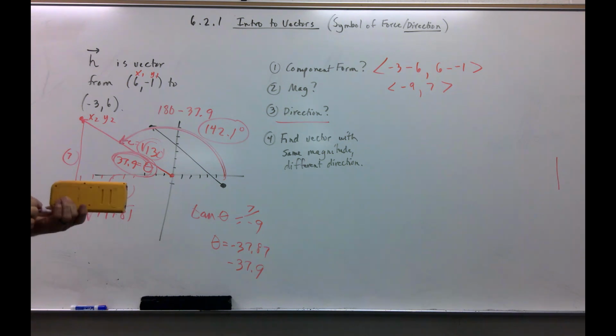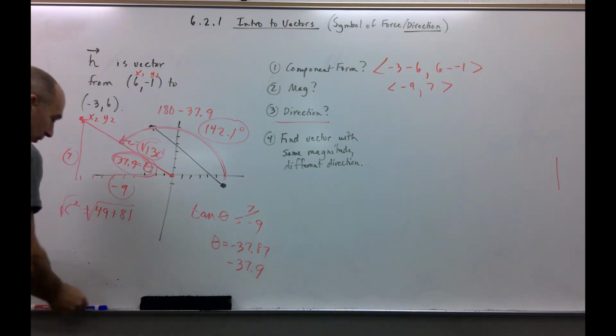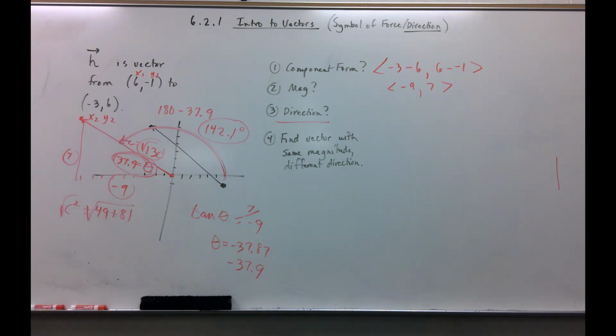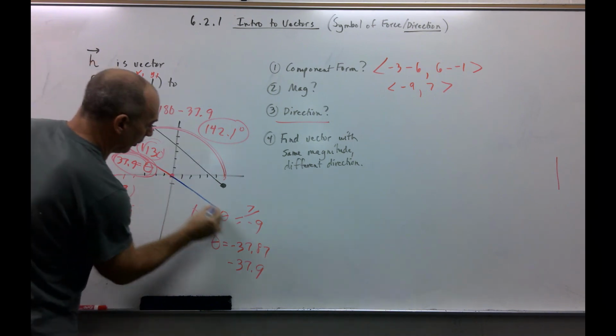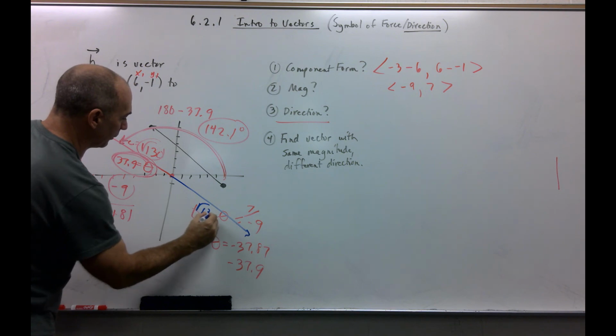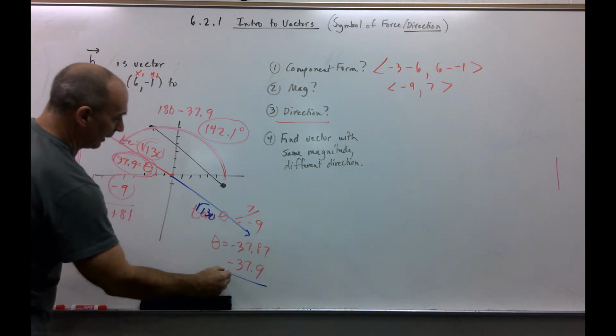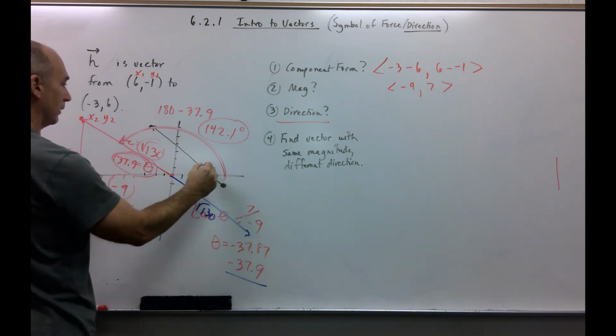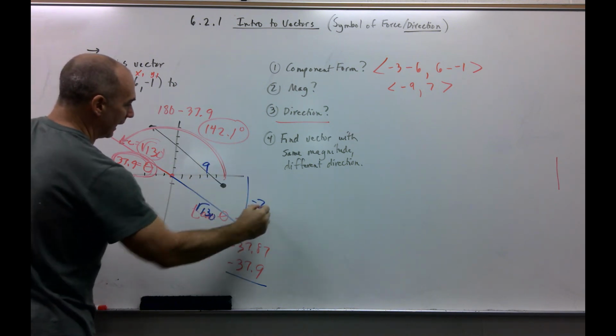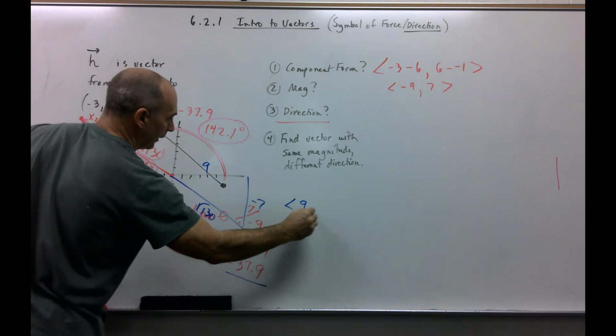And here this last question is, find a vector with same magnitude, different direction. Well, I would just go down here and say, okay, there's the square root of 130, and steal this. So that would be 9, negative 7, and there it is. Done.